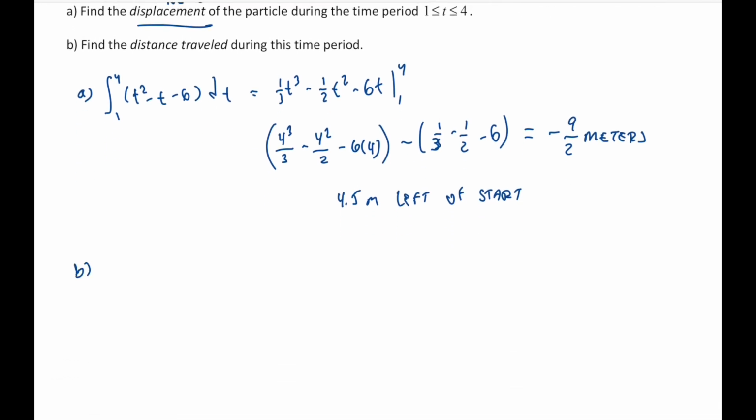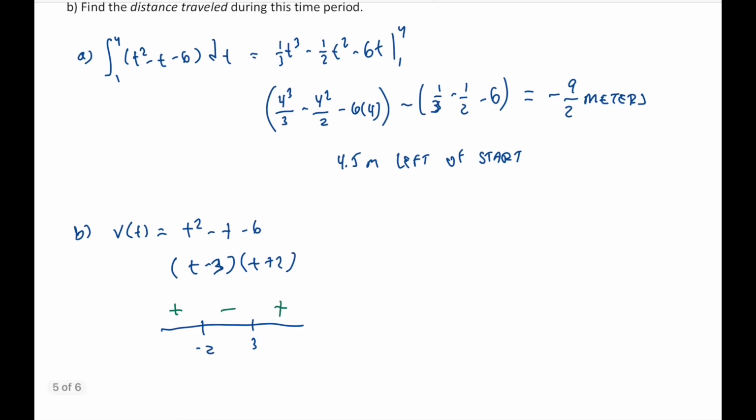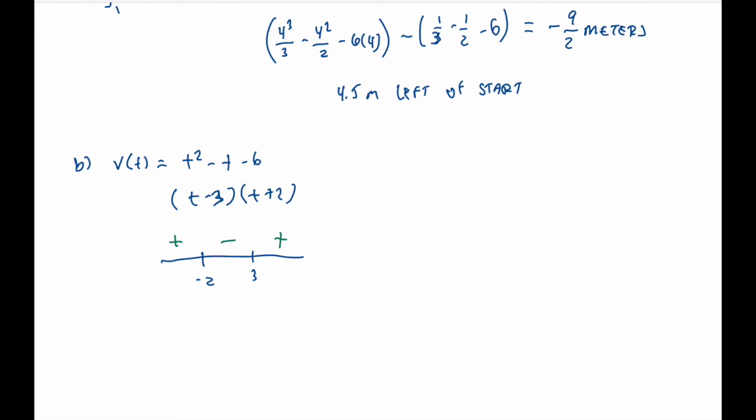Now, if we think about our velocity function, we've got t squared minus t minus 6. Well, this factors into t minus 3 and t plus 2. So if we look at a sign chart, -2, 3, we're positive to the left of -2, negative between -2 and 3, and then positive after that. So we're moving to the left, then moving to the right. We care about the total distance. Now we're going from 1 to 4, so from time 1 to 3, we're actually moving to the left, but we want to count that distance.